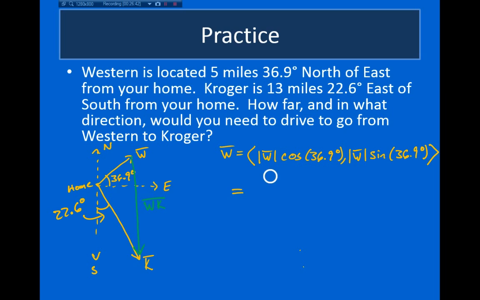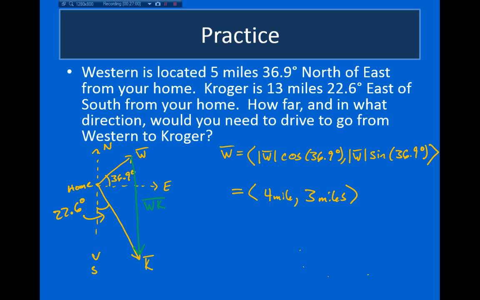So now if I plug this into a calculator, if I take 5 times the cosine of 36.9 degrees, I see that that is going to be, I think, 4, and this is miles here. And then the other component will be 3 miles.